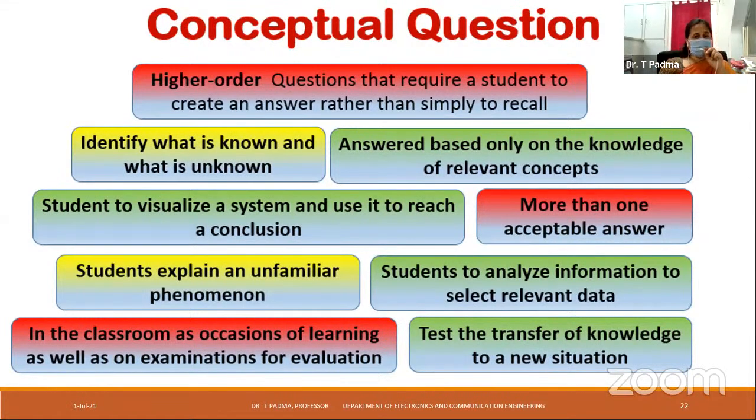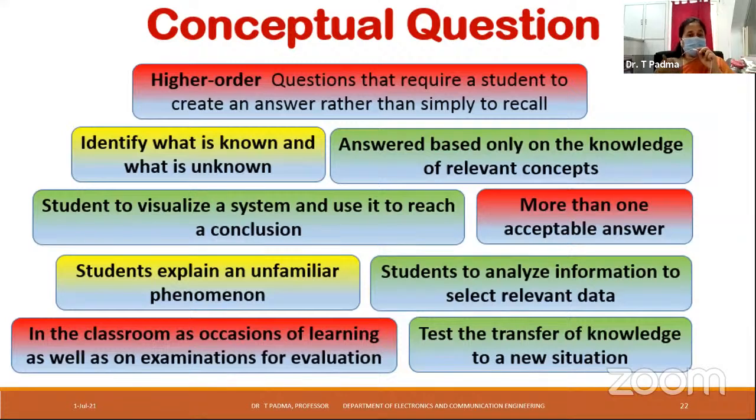Coming to this conceptual question, like JEE, there will be three to four correct answers, not a single correct answer. That is the conceptual question, where there is more than one acceptable answer, and the students explain an unfamiliar phenomenon. It is not always the familiar terms we apply. Based upon the knowledge they have, they should be able to apply that knowledge to unknown parameters and identify them. That is the conceptual reasoning. And students have to analyze the information to select the relevant data, and then solve. Those are the conceptual questions.